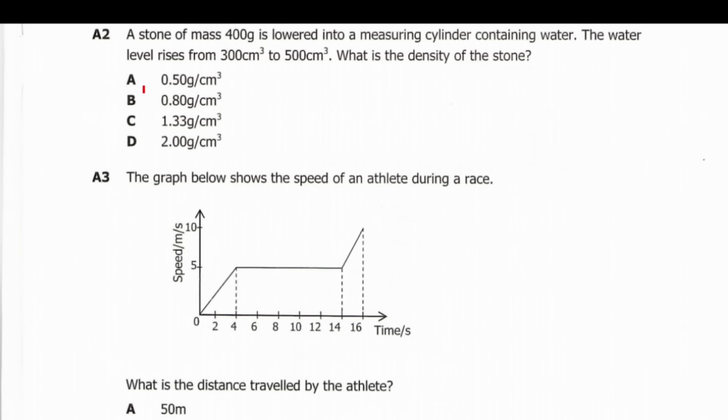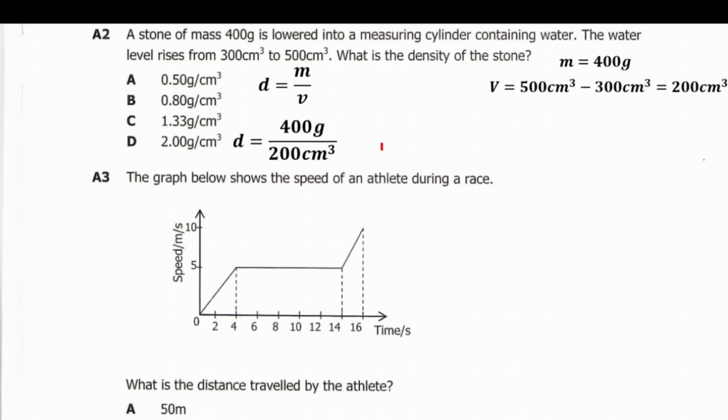Question number 2 reads, a stone of mass 400 grams is lowered into a measuring cylinder containing water. The water level rises from 300 cubic centimeters to 500 cubic centimeters. What is the density of the stone? All right, so we know that density is found by mass over volume, and we are given mass as 400 grams, and we are given a volume as 500 cubic centimeters minus 300 cubic centimeters, which gives us 200 cubic centimeters. Substituting our values into our equation, 400 divided by 200, we obtain 2 grams per cubic centimeter. So our answer is D.